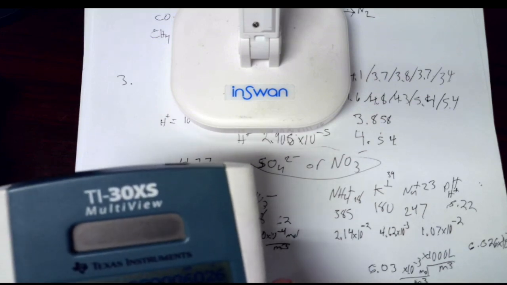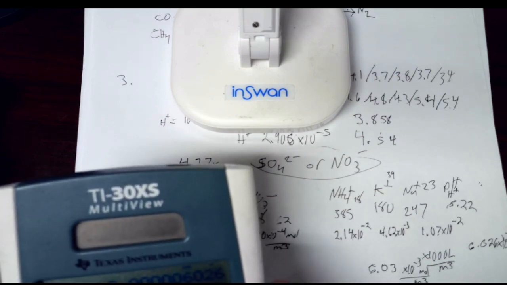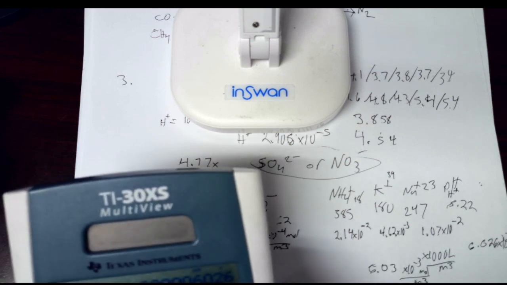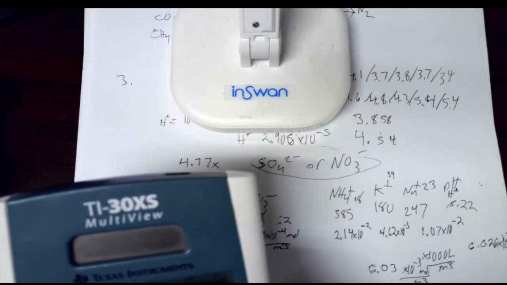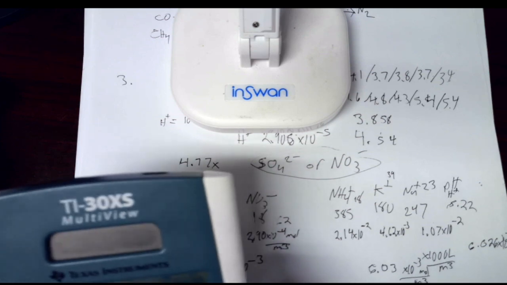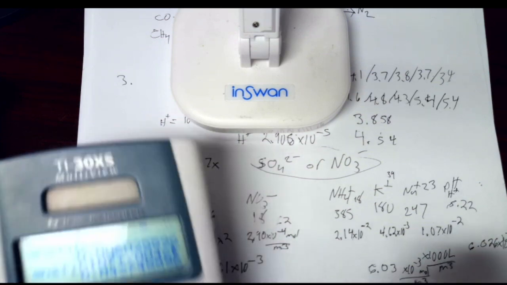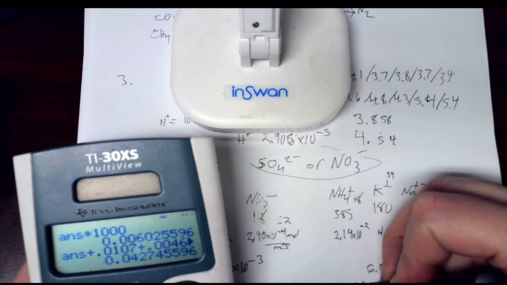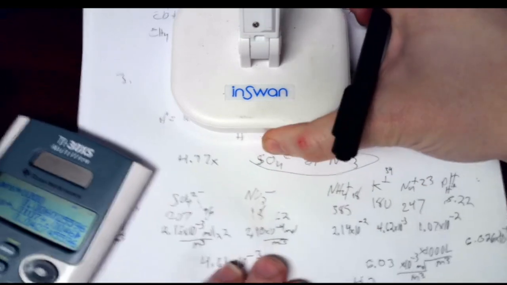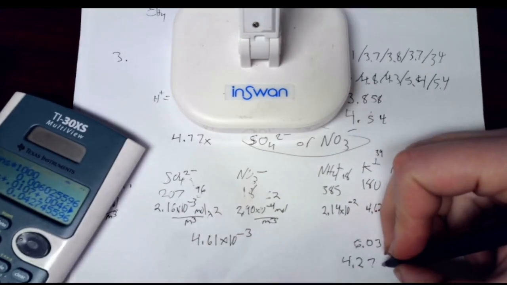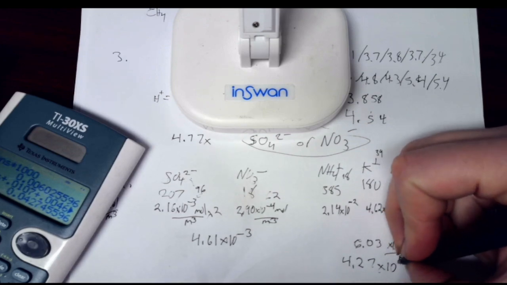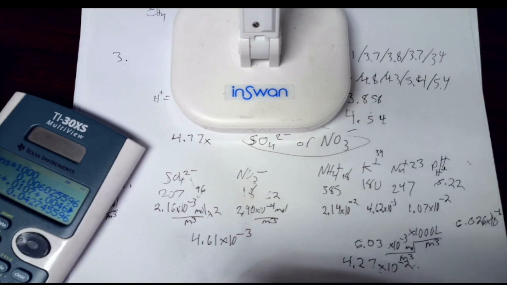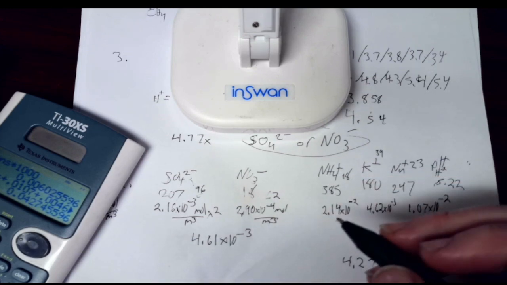Okay, so we add all these up. 0.603 plus 0.0107 plus 0.00462 plus 0.0214. And you get something like 4.27 times 10 to the negative second. So we get far more cations than anions.